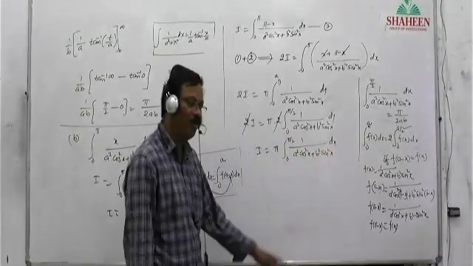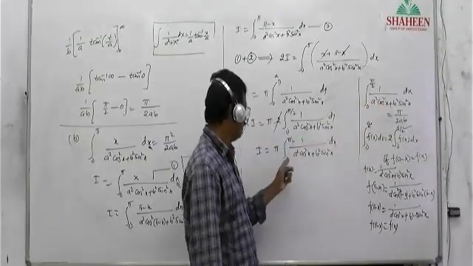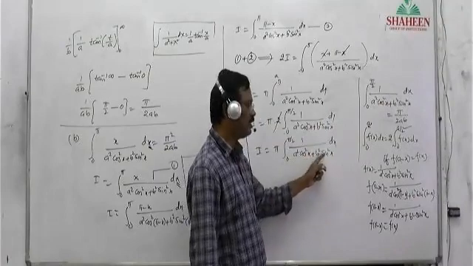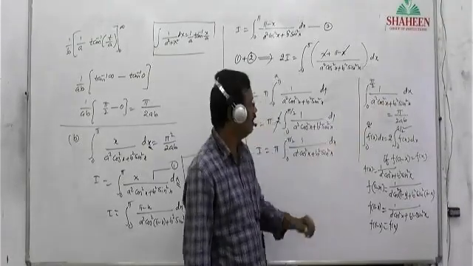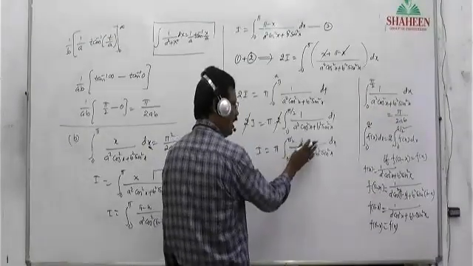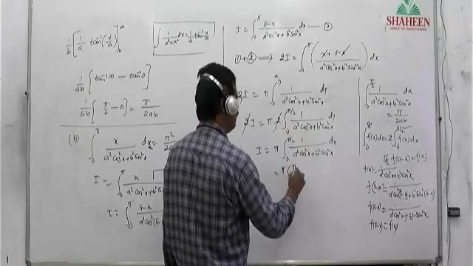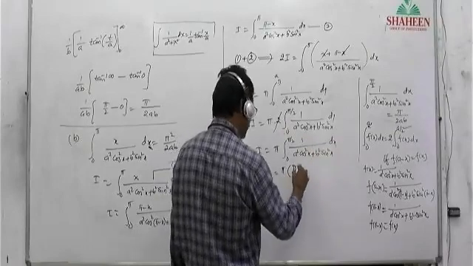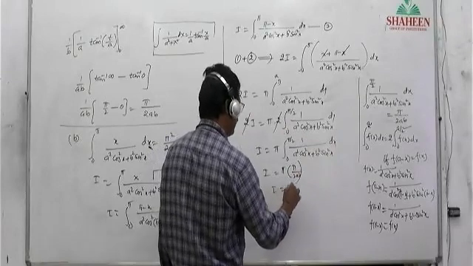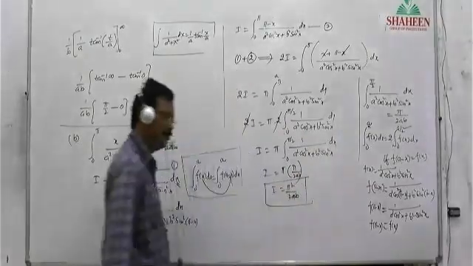Is this equal to the last problem? 0 to pi by 2, here also 0 to pi by 2, the same a square cos square plus b square sin square. This answer we already got: pi by 2ab. Therefore, according to the last problem, this answer is pi by 2ab. Therefore, I is equal to pi square by 2ab. We got the answer like this.